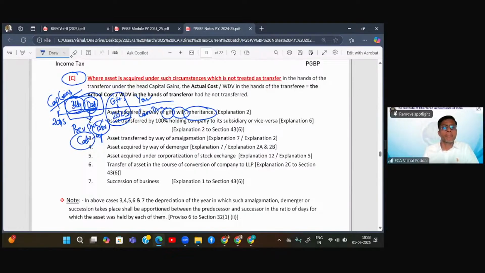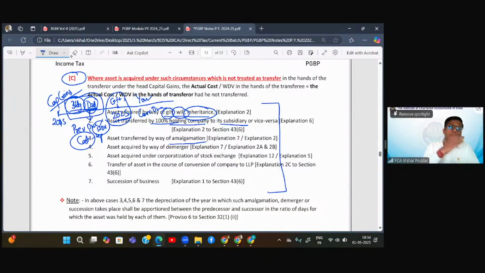So the point is that where you have acquired the asset in one of the specified mediums mentioned over here, this entire thing is borrowed from capital gain. The same provision you'll find in the capital gains chapter: where you have acquired the asset by any one of these means, for you the cost is the cost of the previous owner. What are these means? You have acquired the asset by way of gift, will, inheritance, or you are 100% holding a subsidiary, and there is a transaction between holding and subsidiary.